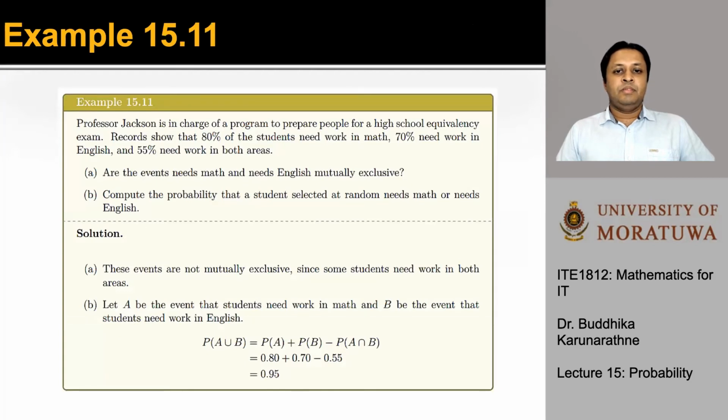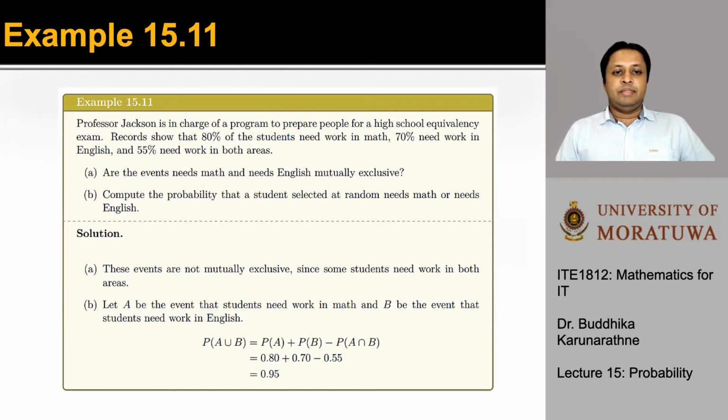So we have an example here. Professor Jackson is in charge of a program to prepare people for a high school equivalency exam. Records show that 80% of the students need to work in math, 70% need to work in English, and 55% need to work in both areas. So we have English, math, and that's a number representing both areas.